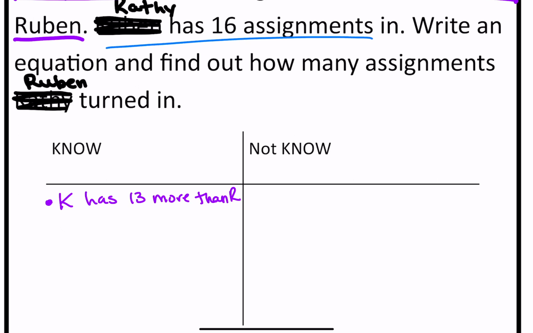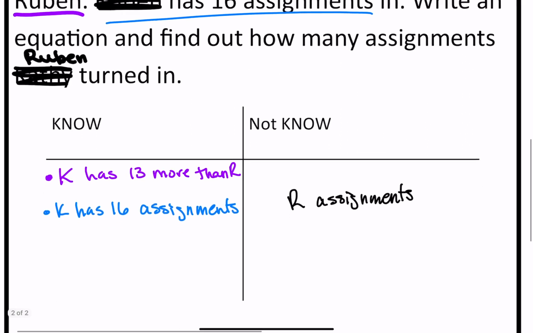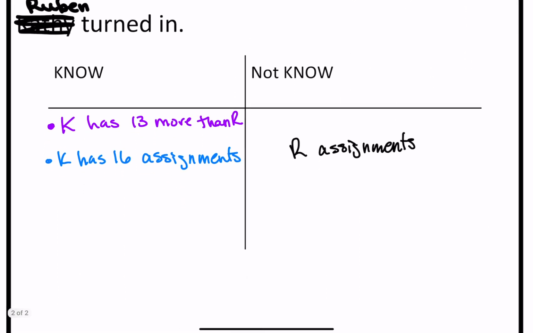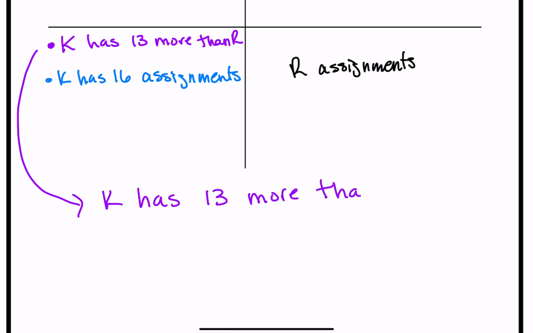However, we also know that Kathy has 16 assignments. What we don't know is Ruben's assignments. So whenever you have problems like this that have one variable, sometimes they give you the equation written out. So what you want to look for is the equation that has both variables in it. Or you're looking at the phrase, which is this K phrase. K has 13 more than R. Okay? Well, we know that K is 16.